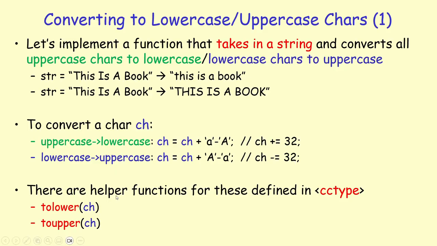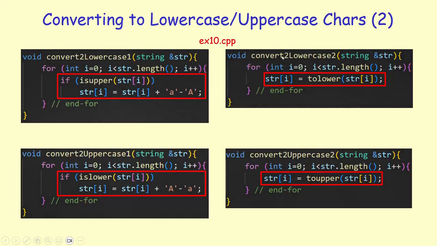There are, as always, helper functions for these defined in cctype. To convert a character to lowercase, you could just call tolower. And to convert a lowercase character to an uppercase character, you could just call toupper. And here is an example. This is example 10. As you can see, I am implementing two different versions of the same code.